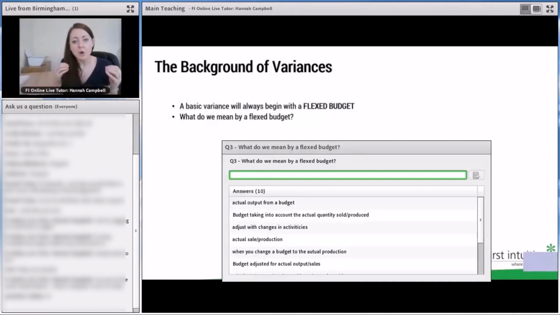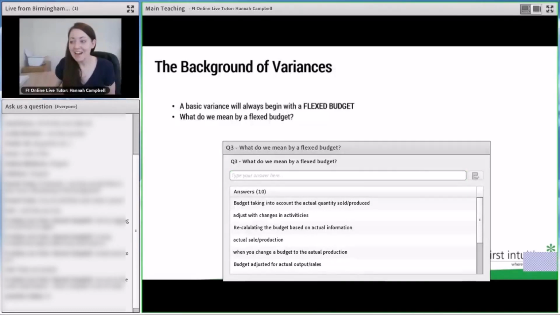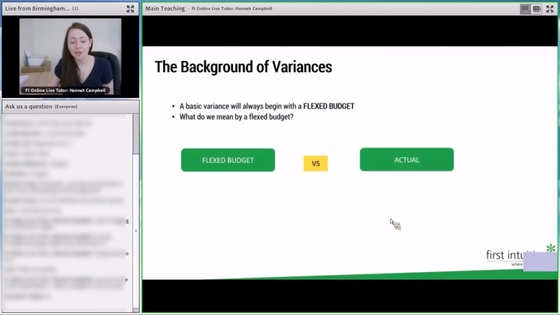So what we do is we always make sure that when we compare our actual information, we are comparing it to a budget that is based on actual units. So we can never say that a variance is because we have produced more, okay? The number of units is different. So, fantastic start, because that is how we build up variances: we compare our flex budget to our actual. So flex budget versus actual is your basic variance, okay?